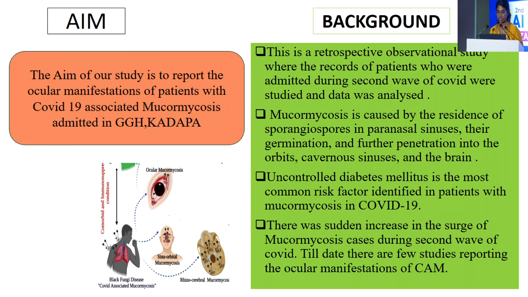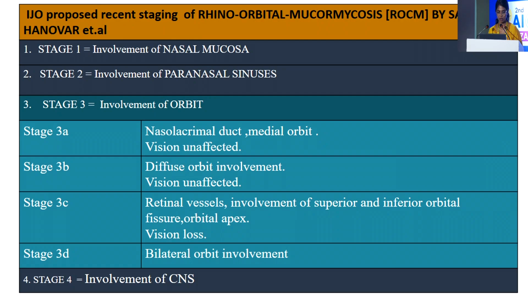Mucormycosis is caused by the residence of sporangiospores in paranasal sinuses, their germination and further penetration into orbits, cavernous sinus and the brain. Uncontrolled diabetes mellitus is the most common risk factor identified in patients with mucormycosis in COVID-19. There was a sudden surge of mucormycosis cases during the second wave of COVID. Till date, there are few studies reporting the ocular manifestations of CAM. So, a recent staging of rhino-orbital mucormycosis by Santosh Hanavar is proposed.